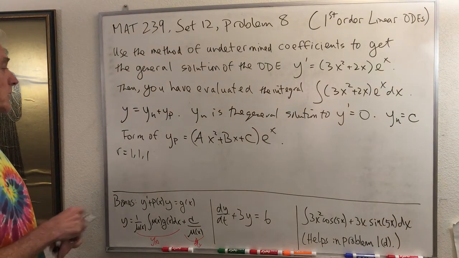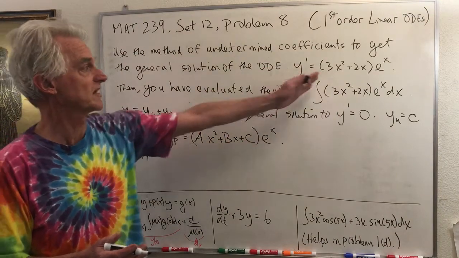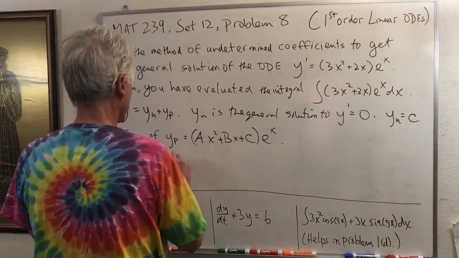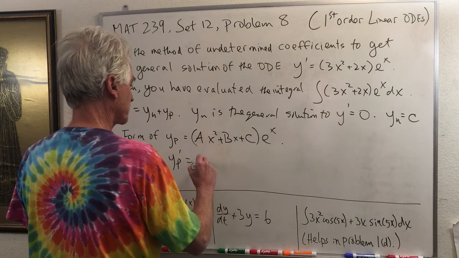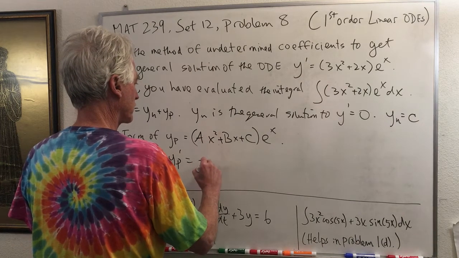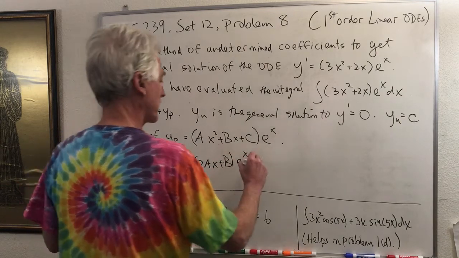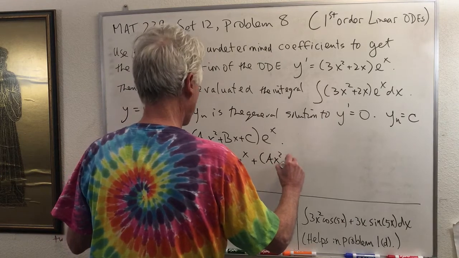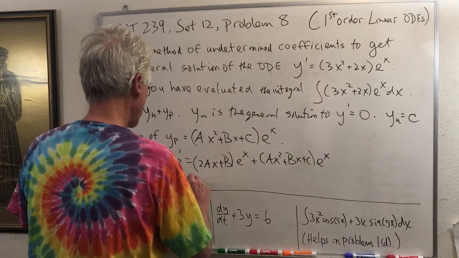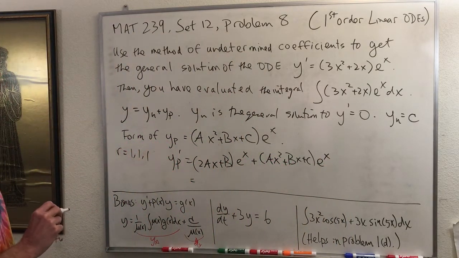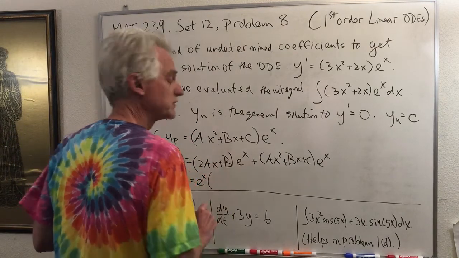All right. So we just have to plug this into this differential equation, differentiate this, and set it equal to the right-hand side. So that means that yp prime is, we'll use the product rule. Derivative of the first is 2ax plus b all times e to the x, the second, plus the first, ax squared plus bx plus c, all times e to the x. And I'm going to collect terms. All right, well, let's put the e to the x in front before I collect terms.